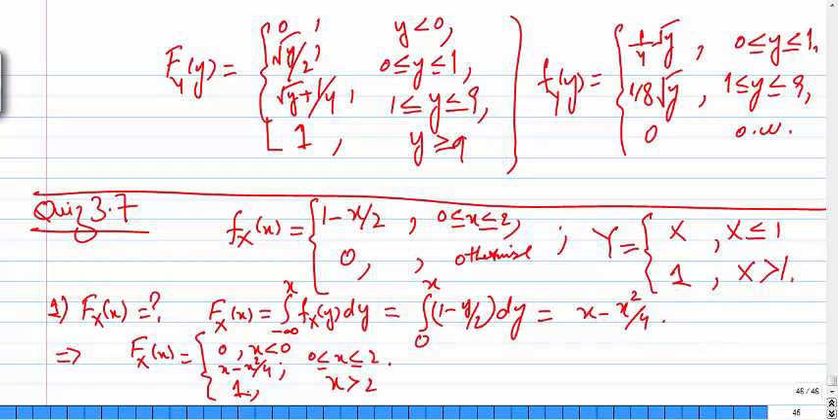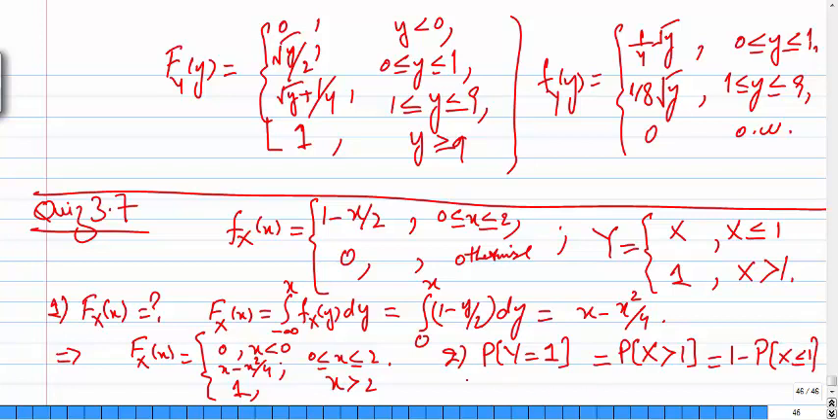Now this is the first part that was asked of us. The second question is to calculate the probability when y is equal to 1. If we look at the relation for y equal to 1, we have x greater than 1. So this is equal to the probability, from this relation, that x is greater than 1, or we can say 1 minus the probability that x is less than or equal to 1.